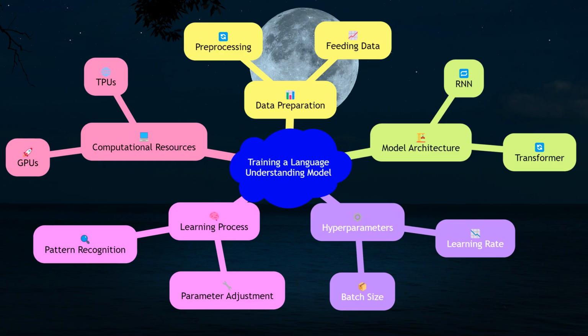Training a language understanding model involves feeding the pre-processed data into a machine learning algorithm. This process requires selecting an appropriate model architecture, such as a recurrent neural network, RNN, or a transformer model, and configuring hyperparameters like learning rate and batch size. The model learns to recognize patterns and relationships in the data through multiple iterations, adjusting its parameters to minimize error. Training can be computationally intensive and may require specialized hardware like GPUs or TPUs.